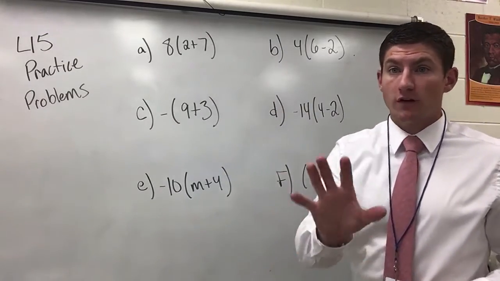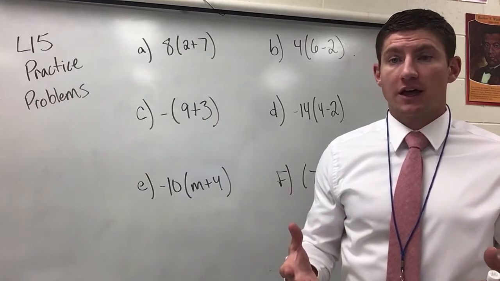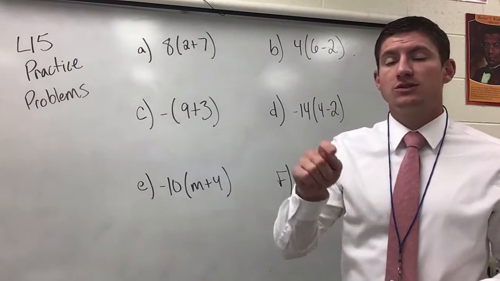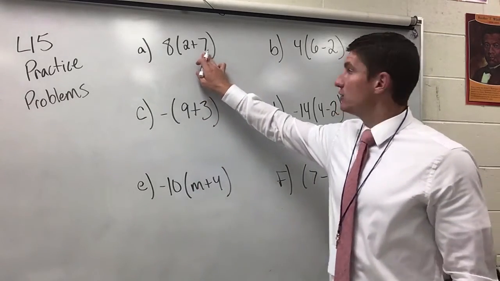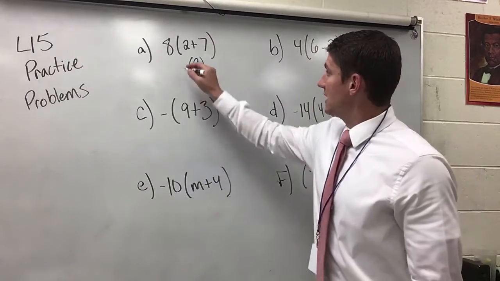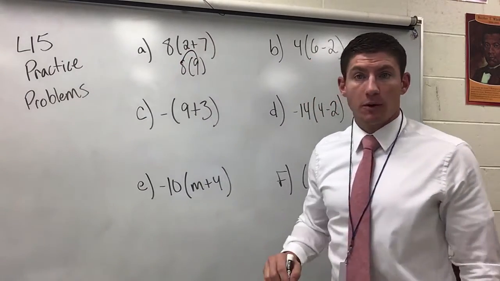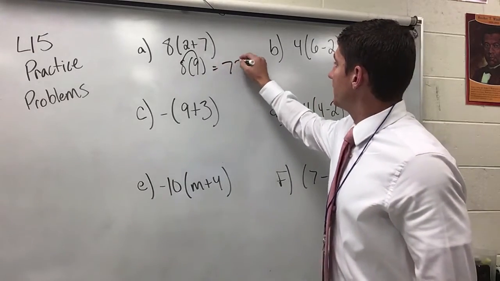In this case, you can solve actually what's inside of that parentheses first, and you're going to go ahead and do that because that follows our order of operations. Then you would use the distributive property to multiply. So in letter A, you have 2 plus 7 inside. 2 plus 7 is 9. It's going to stay inside the parentheses, and then 8 is on the outside. What's on the outside is multiplied by what's on the inside, and 8 times 9 equals 72.